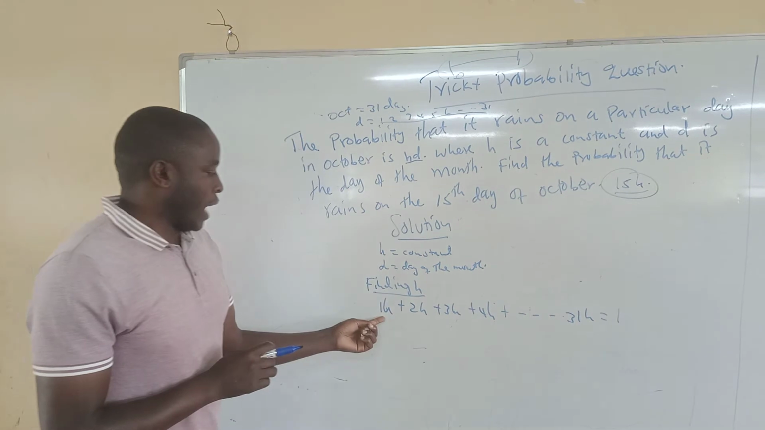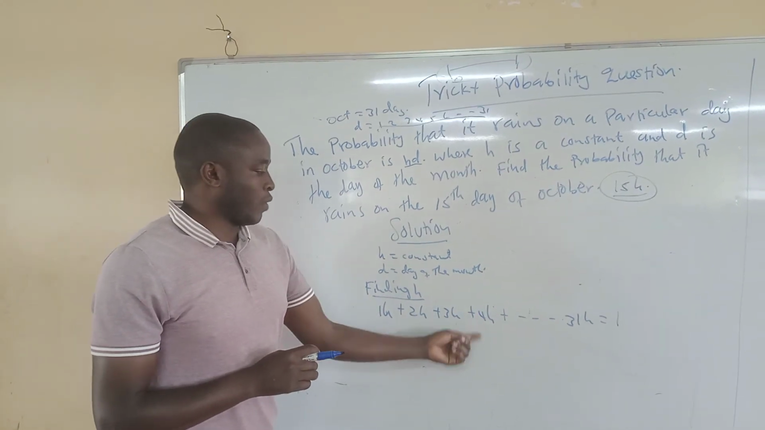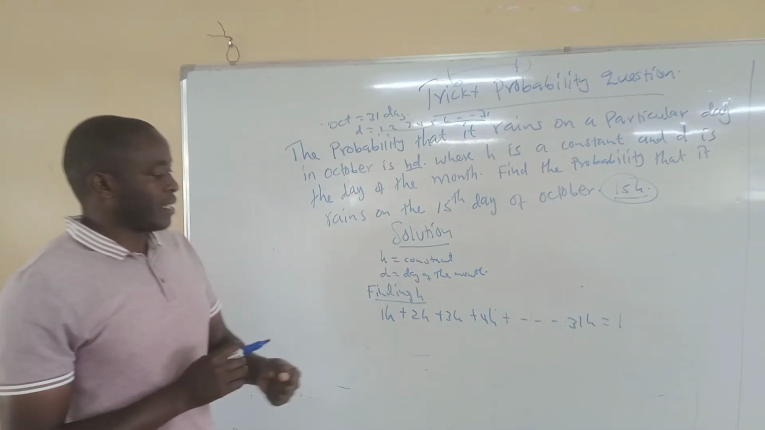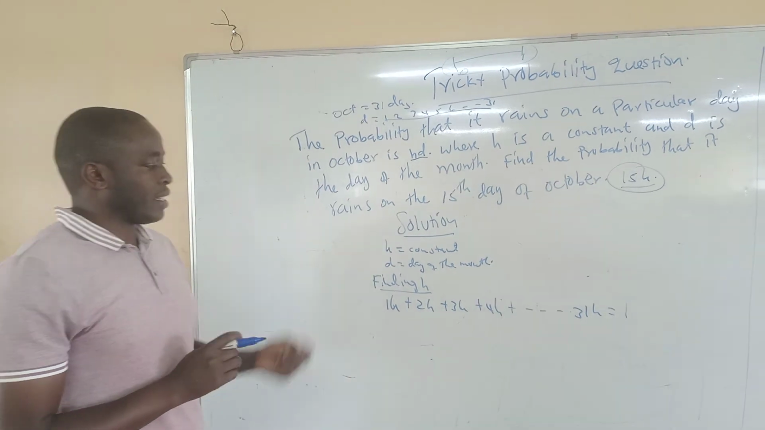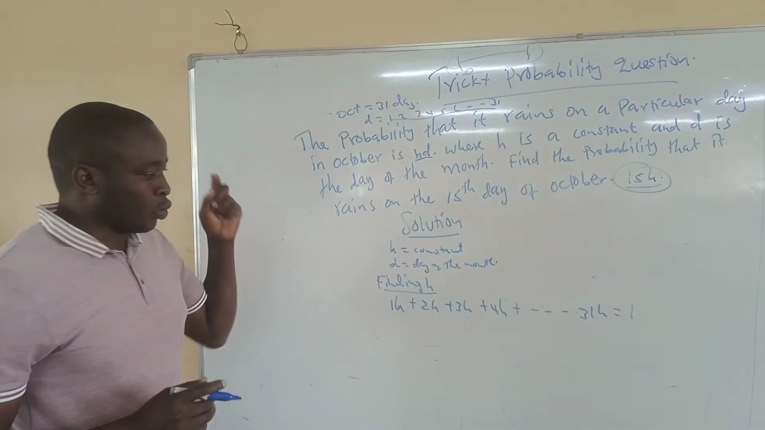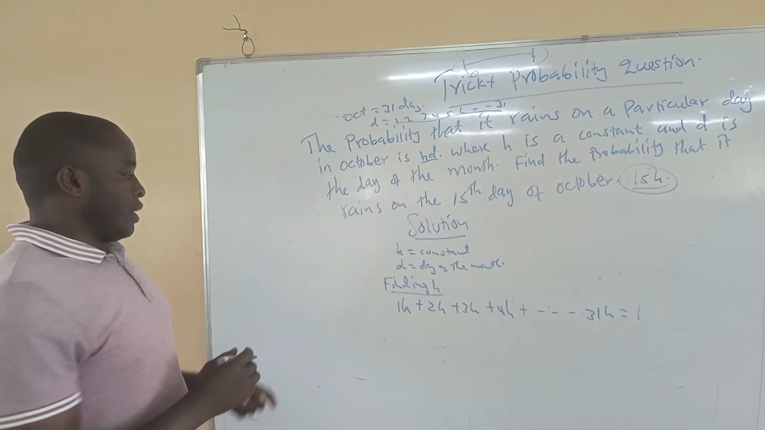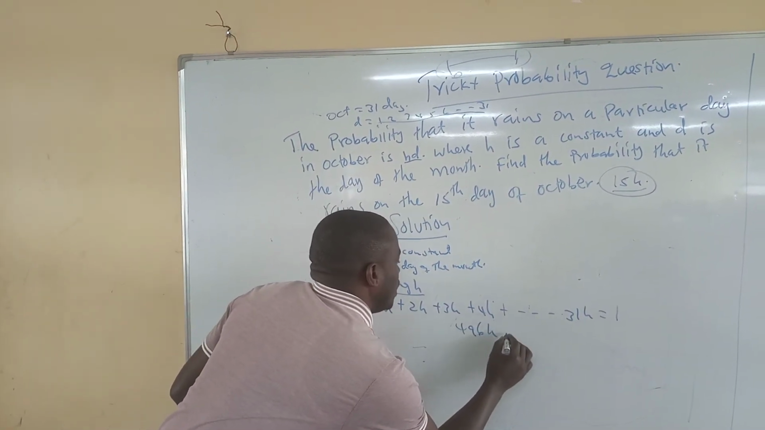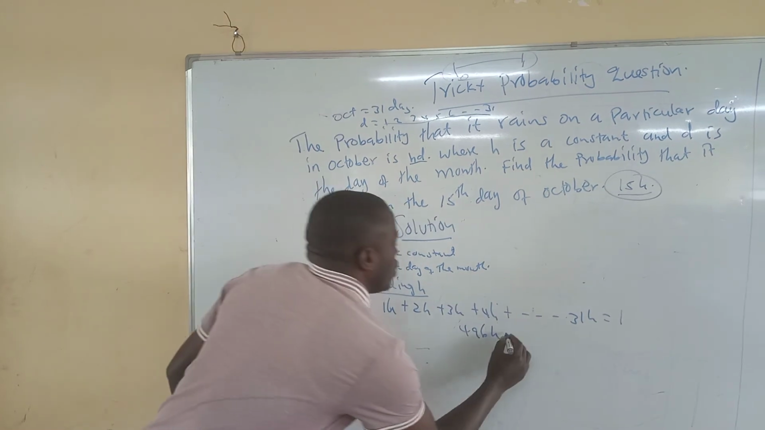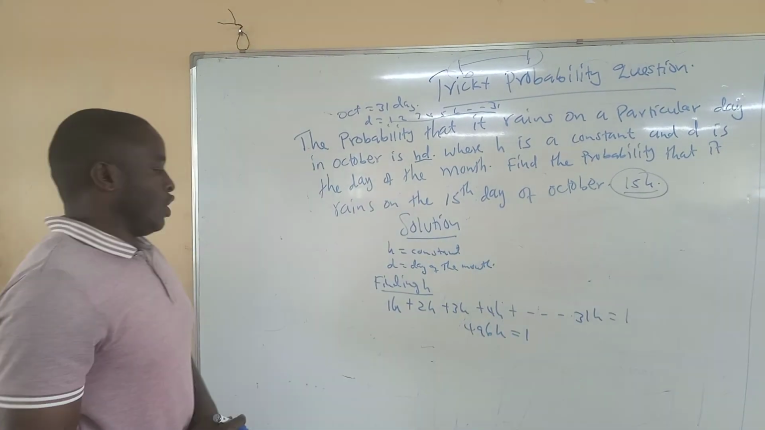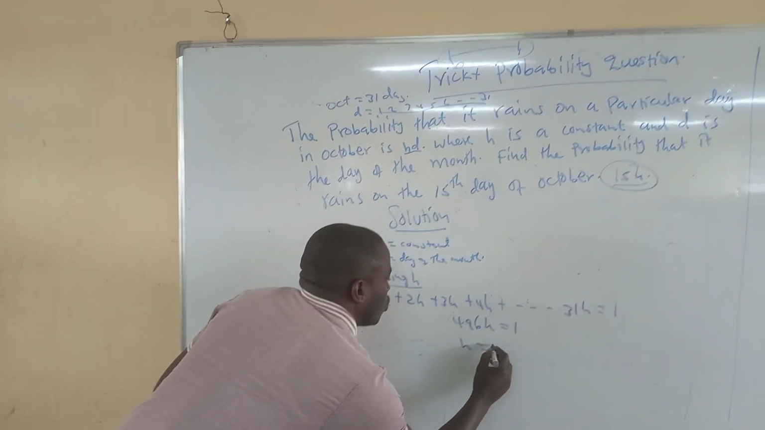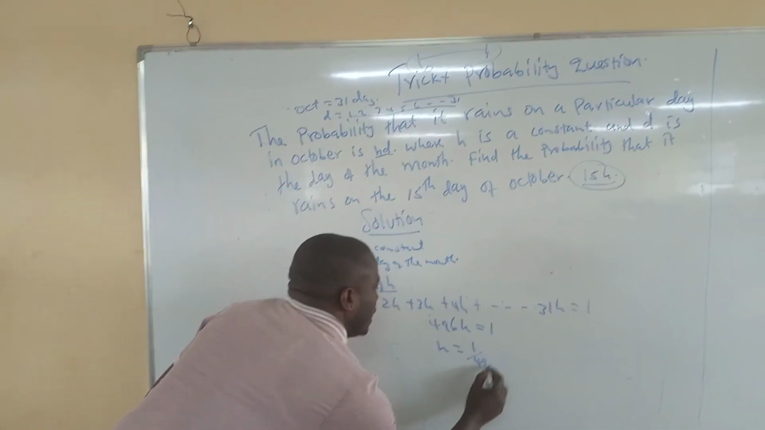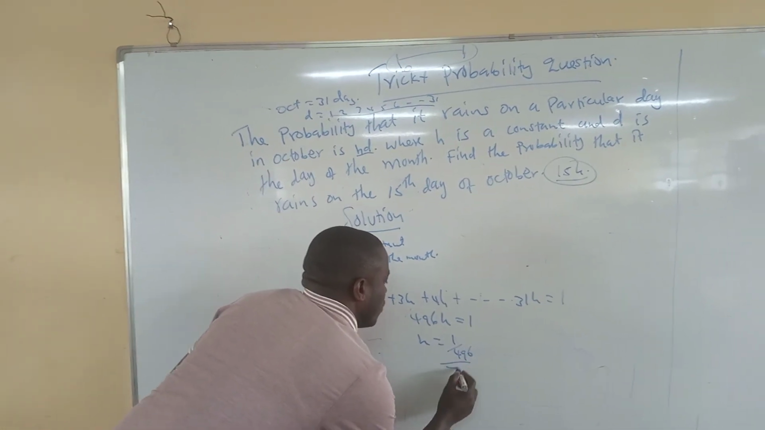So if you add 1 plus 2 plus 3 plus 4 plus 5 plus 6 plus 7 plus 8 plus 9 plus 10 plus 11 up to 31, all those numbers, you will get 496H. This 496H will be equal to 1. So meaning that H will be equal to 1 over 496. That is the value of H.